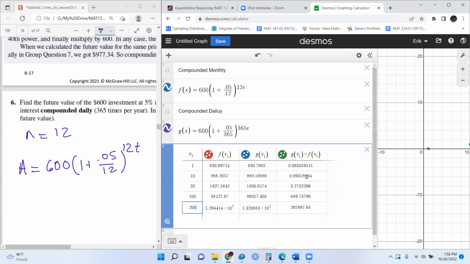Note that there is a difference, but it's slight. Even after 100 years, which most of us are probably dead at that point. Like, I'm not going to make it to 139, I guarantee it. It's only $800. So the number of times you compound does make a difference. It just doesn't make a ginormous difference.